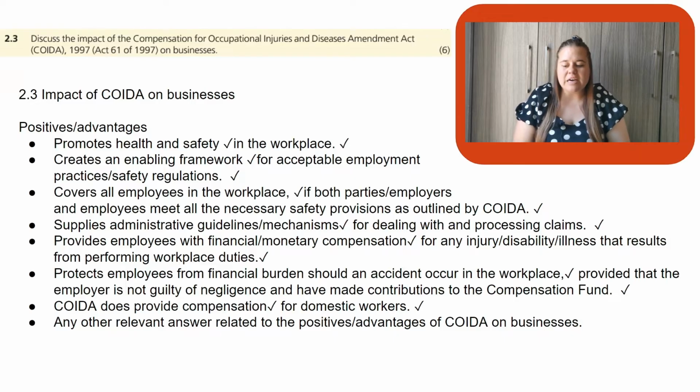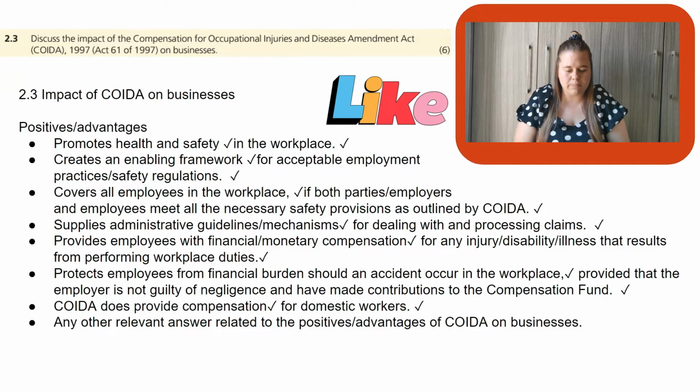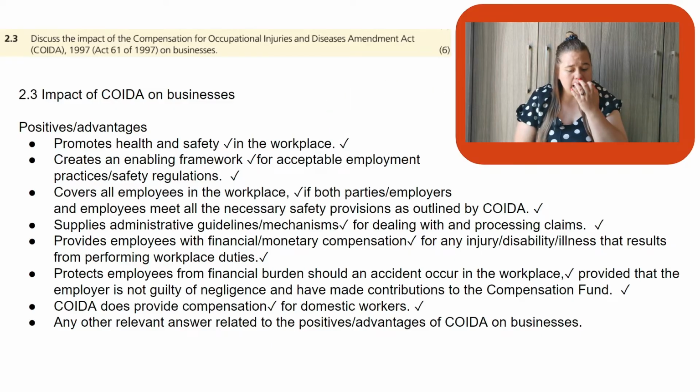All right, then continuing. It supplies administrative guidelines and mechanisms for dealing with and processing claims. It provides employees with financial monetary compensation for any injury, disability, illness that results from performing workplace duties. It protects employees from financial burden should an accident occur in the workplace, provided that the employer is not guilty of negligence and they have made contributions to the compensation fund. COIDA does not provide compensation for domestic workers.